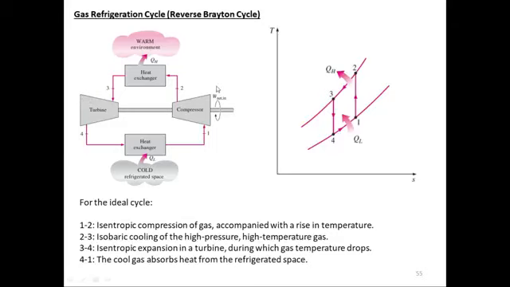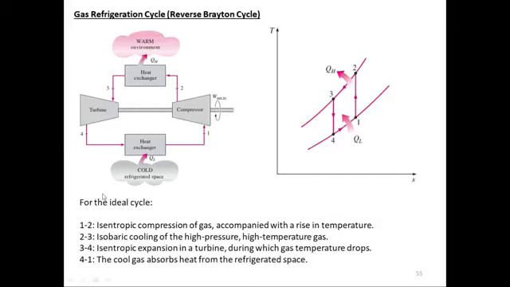And then from 2 to 3 it is the heat rejection into the environment, QH, and then 3 to 4 is the expansion process in the turbine. We are not using a throttling valve here. Instead we have an expander, or you can say that a turbine instead of a throttling valve. In gas refrigeration cycle we use a turbine to expand the air. As a result of that, its pressure will drop and its temperature will drop. 3 to 4 is isentropic expansion in turbine, during which gas temperature drops.